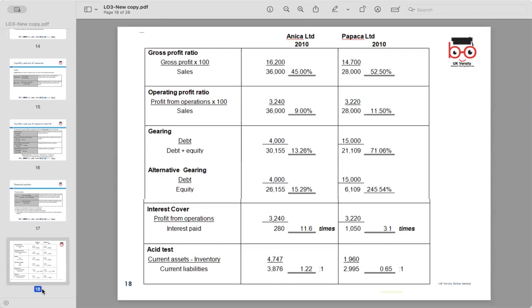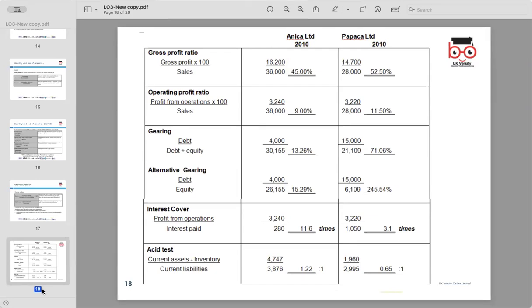Okay, so finally, the asset test ratios, or quick ratio, assess a company's ability to meet its short-term liabilities with its most liquid assets, excluding inventory. Anisha Limited's ratio was 1.22, suggesting it has sufficient liquid assets to cover its short-term liabilities without relying on inventory. Paprika Limited, however, had a lower quick ratio of 0.65, indicating potential difficulty in meeting short-term obligations without selling inventory.